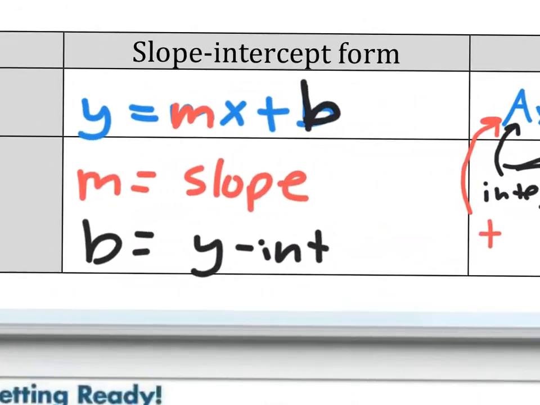So slope-intercept form is a very excellent way to graph. This is a good way of graphing. Standard form helps us find the intercepts pretty quickly.